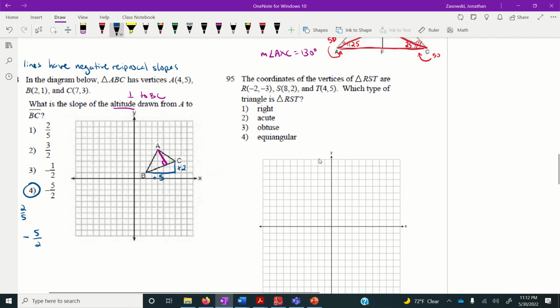All right, 95. We want to know what type of triangle this is. So all we basically want to do is kind of draw it for ourselves. We can either use slope or we can use distances here. Okay, so RST is given. R is -2, -3. S is 8, 2.